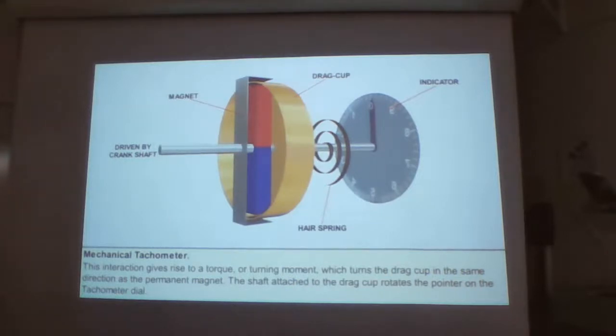The turning motion of the pointer is against the tension of a hairspring, which controls the drag cup position and hence the position of the pointer. The flexible drive is driven at reduced speed, but true speed will be shown on the indicator. The indicator incorporates compensation devices for changes in temperature.